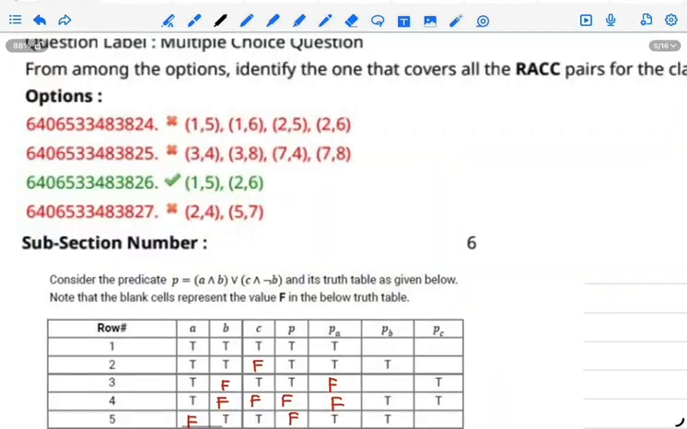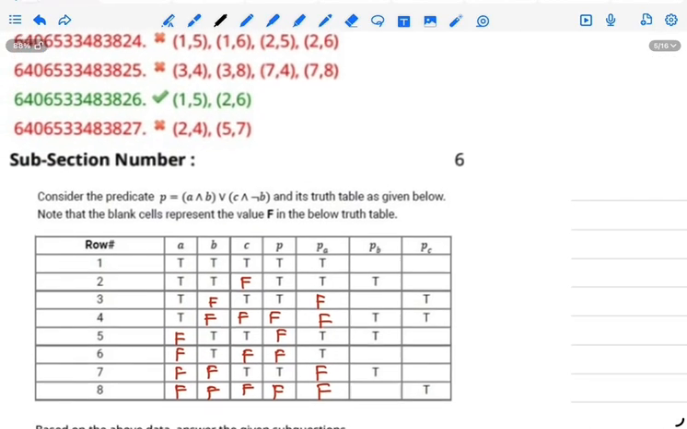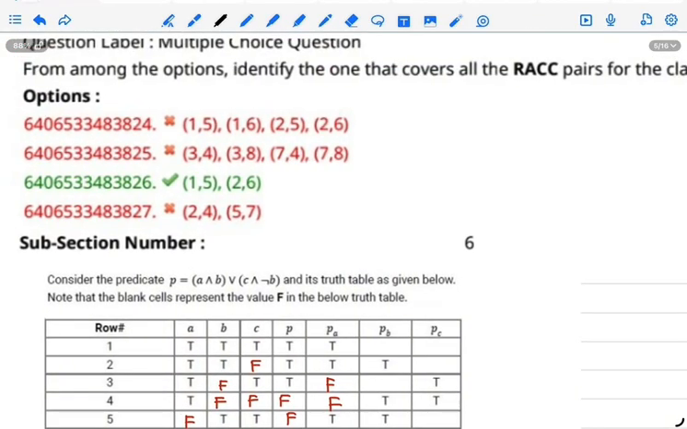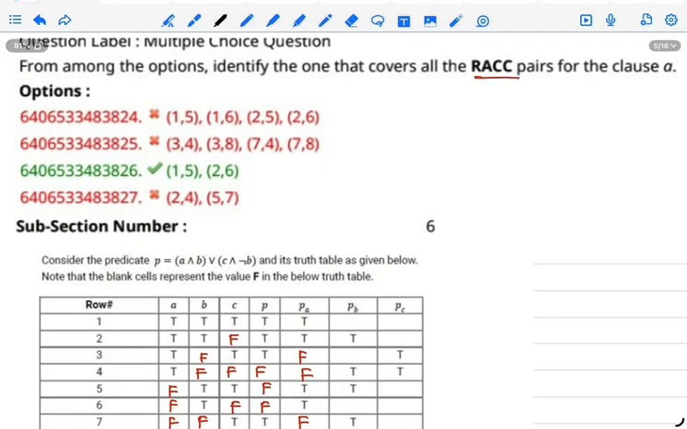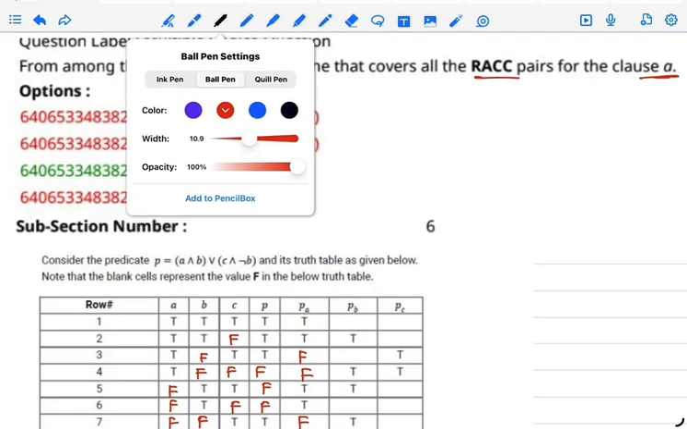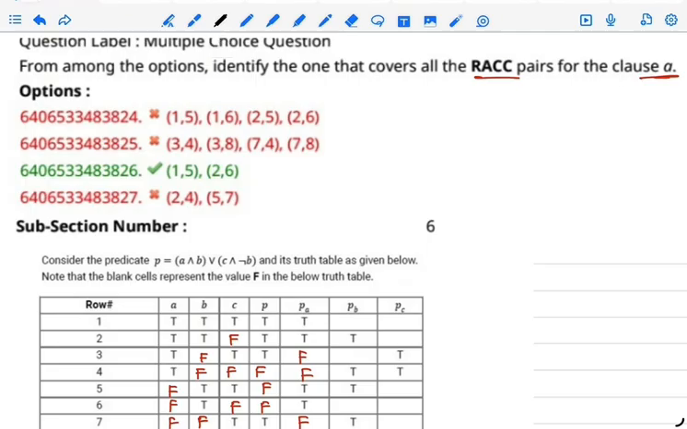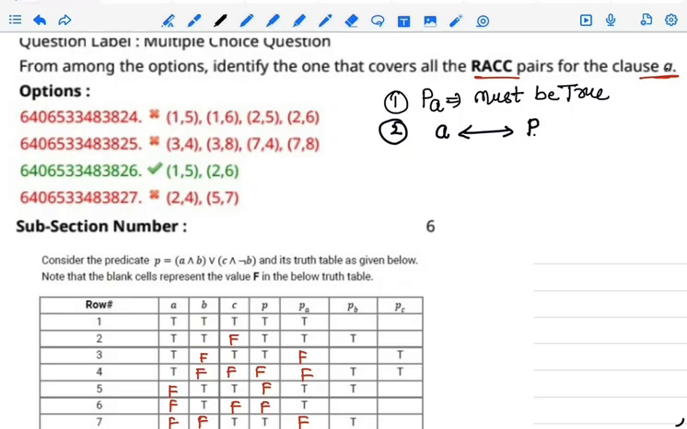Okay, friends, the same question, they are asking to find the RACC pairs. So choose the RACC pairs for the clause A. RACC means restricted active clause coverage criteria. For this type of question, for RACC also PA must be true for clause A. If A flips, P flips. Only P, not PA, friends. In the table PA also there.